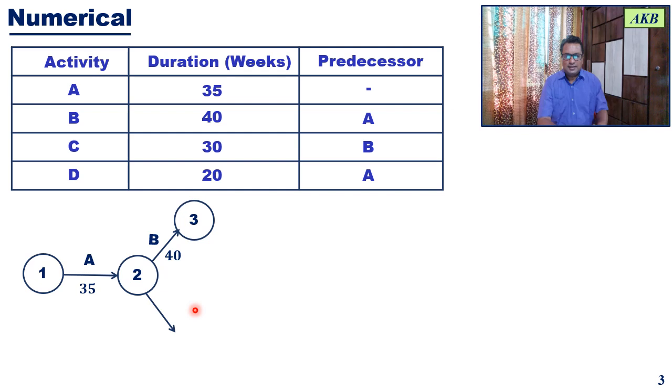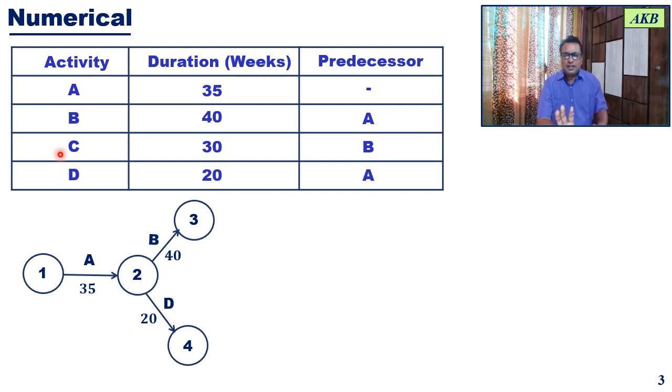Then from the same event, that is from event 2, activity D will also start. It will proceed for 20 weeks and it will get completed at event 4. So from this particular structure, you can understand that event 2 is acting as the burst event, from where two activities are started. Two activities have been started, B and D. B is getting completed at event 3 and D is getting completed at event 4.